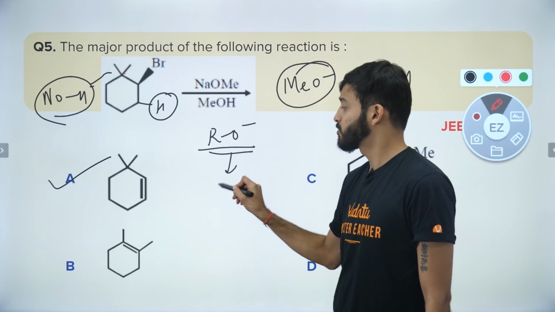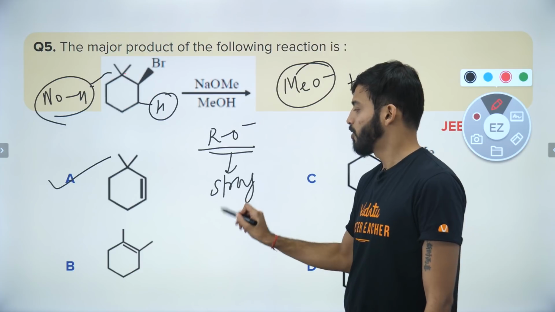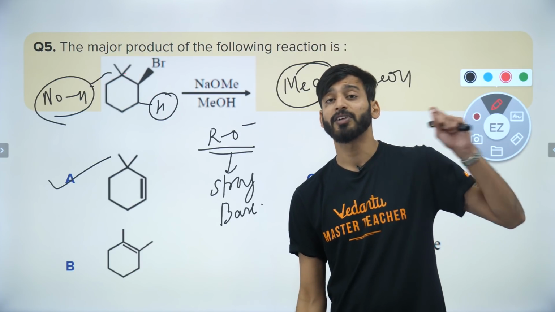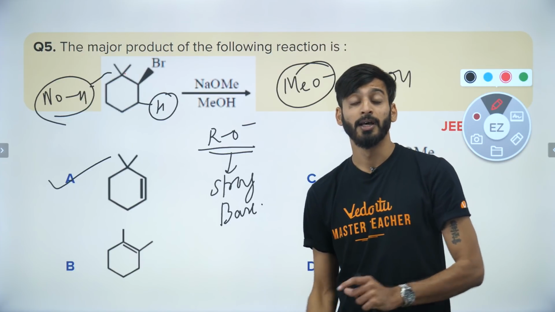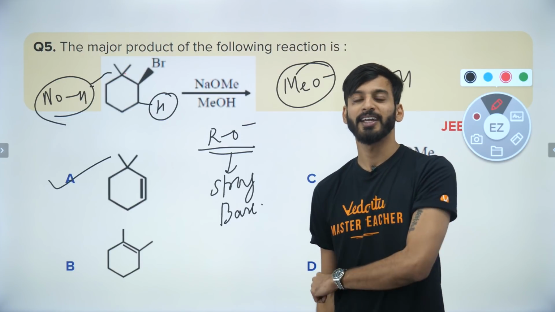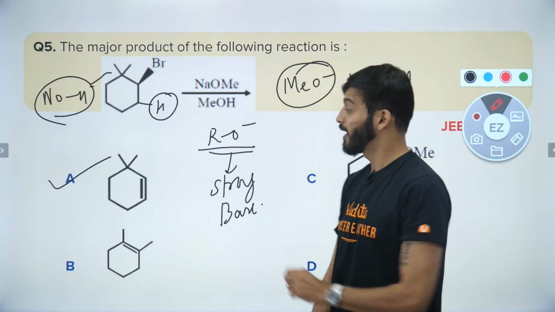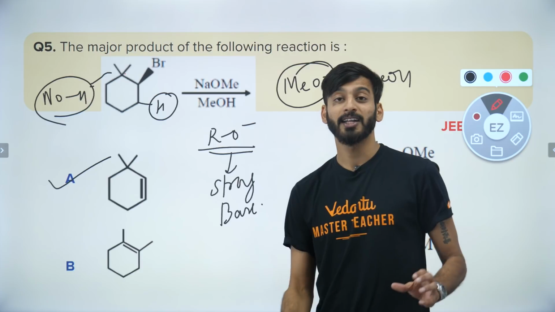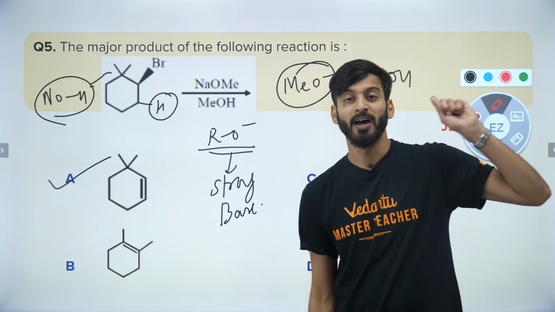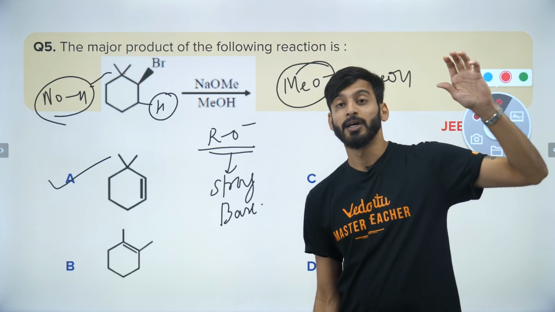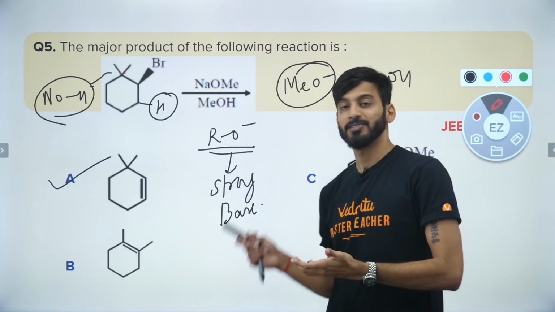It will always go for elimination. So there must not be any kind of confusion. This reagent should be crystal clear. If you know the reagent, easily you can find what should be the answer. I hope you're understanding and you got this vital information. I have given what the strong bases are: RO minus, ROH plus KOH, or ROH plus NaOH. This RO minus is very, very important.